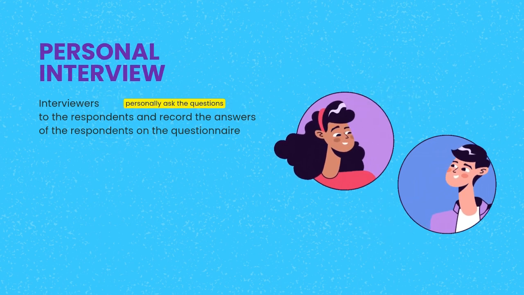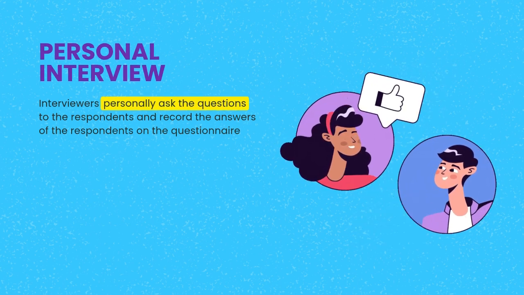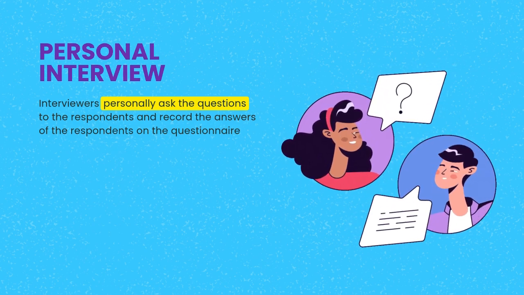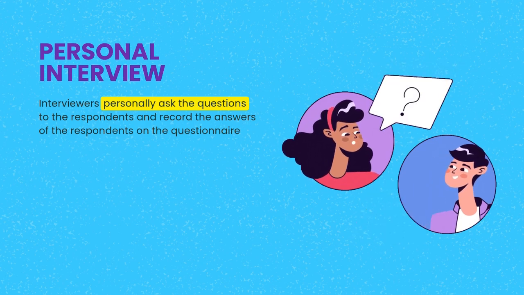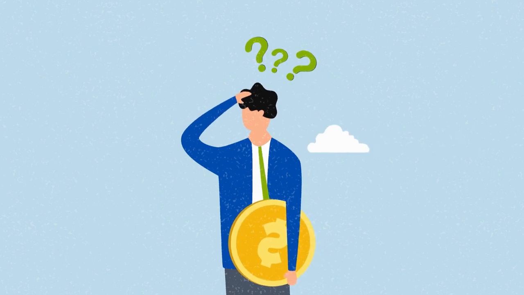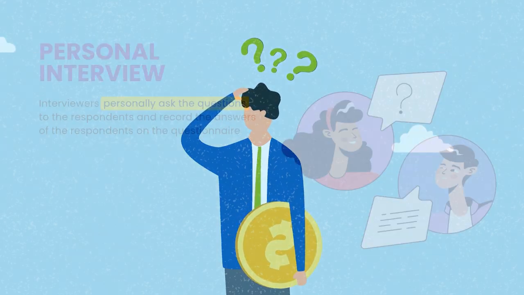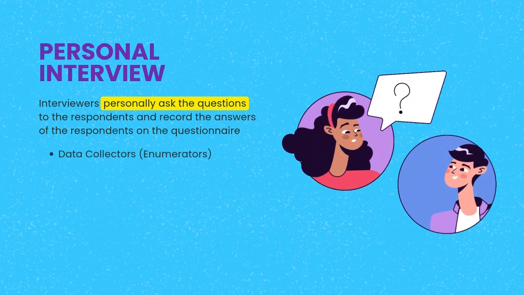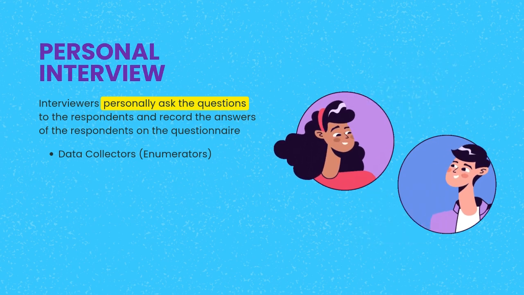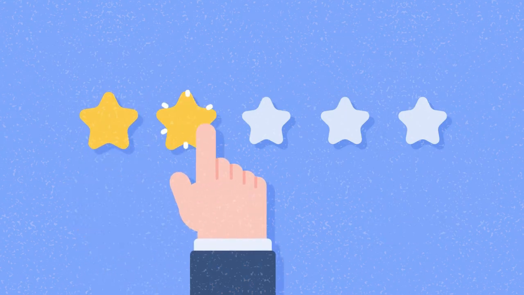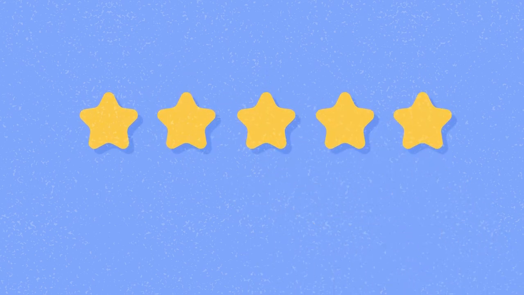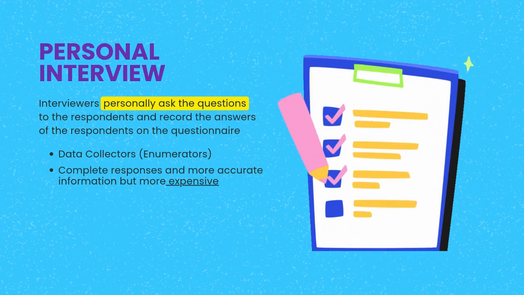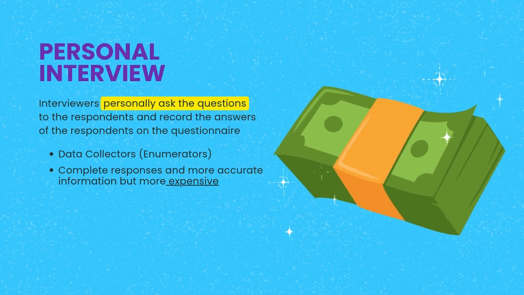In here, interviewers personally ask the questions to the respondents and record the answers of the respondents on the questionnaires. For some of us, the thought that you have to approach a stranger is already difficult. What more if you have to ask personal questions like how much is your monthly income? Doing a personal interview is really difficult, and that is why data collectors, or sometimes called enumerators, are being trained for the job. And it is also preferred to get data collectors with experience. Conducting a personal interview will give us complete responses and more accurate information, but it is more expensive than other methods of conducting a survey.